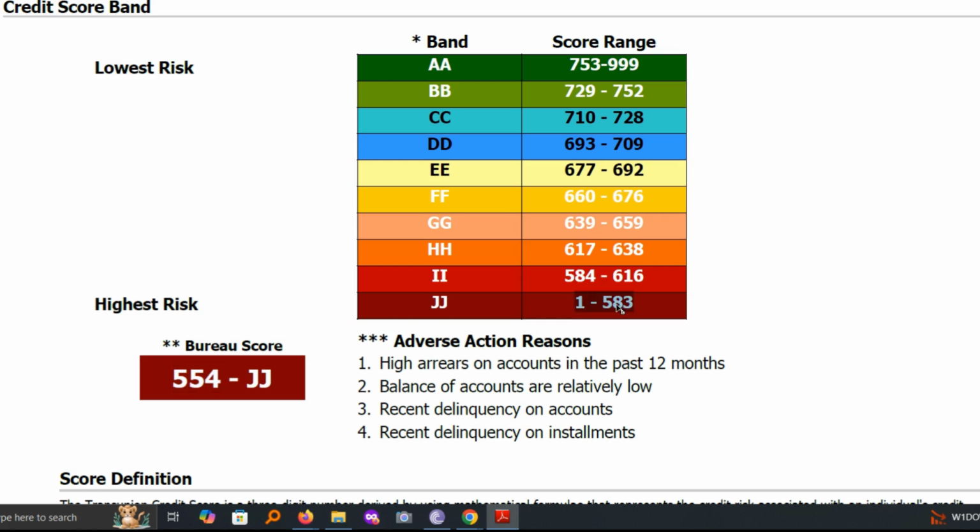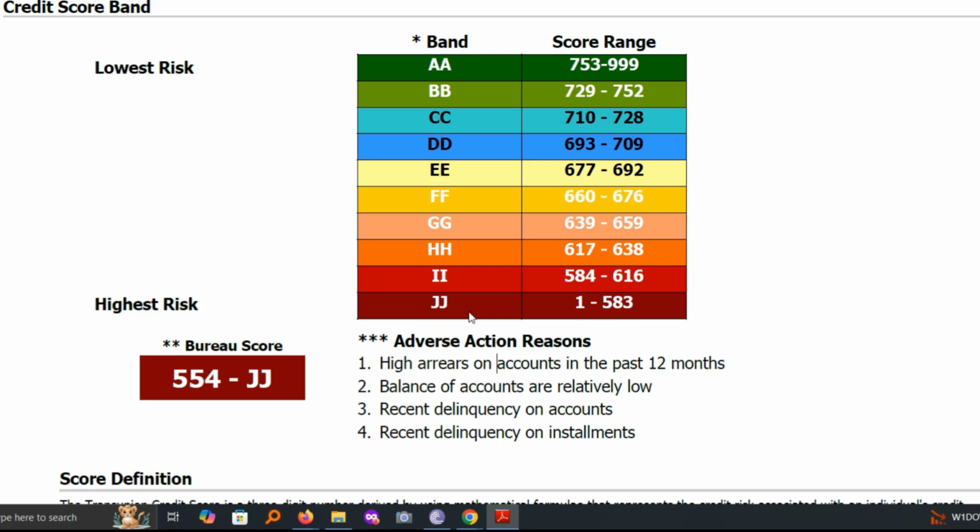And from the score, this is the worst, the lowest scale, which means they have a problem. They are either listed, they have a lot of loans, or they are yet to repay their loans. Adverse actions, the reason given is high arrears on accounts in the past 12 months. So this is cumulatively in the past 12 months. This is how you are rated. This is your history for the last 12 months, according to the Bureau.